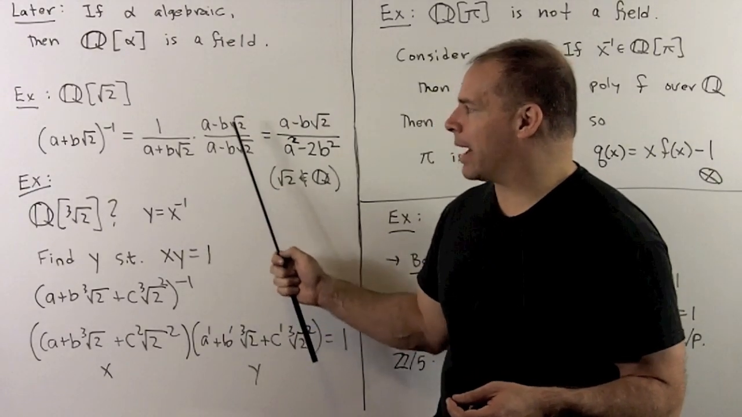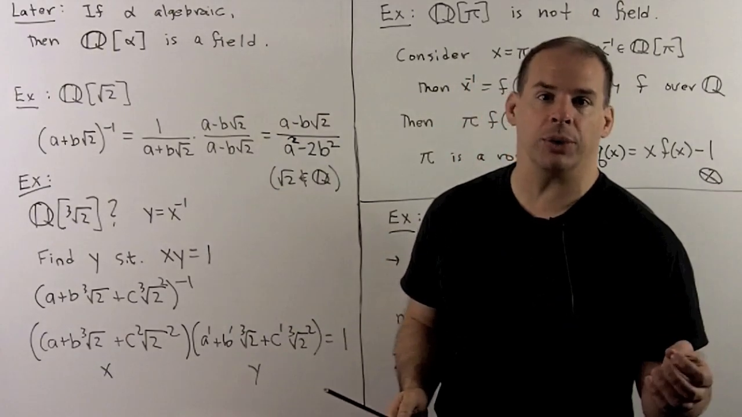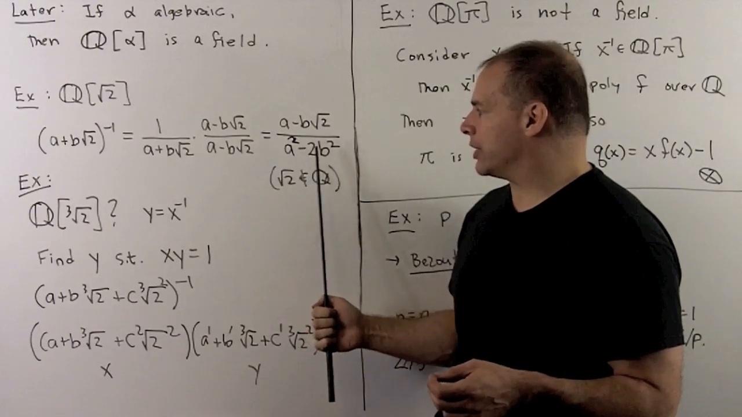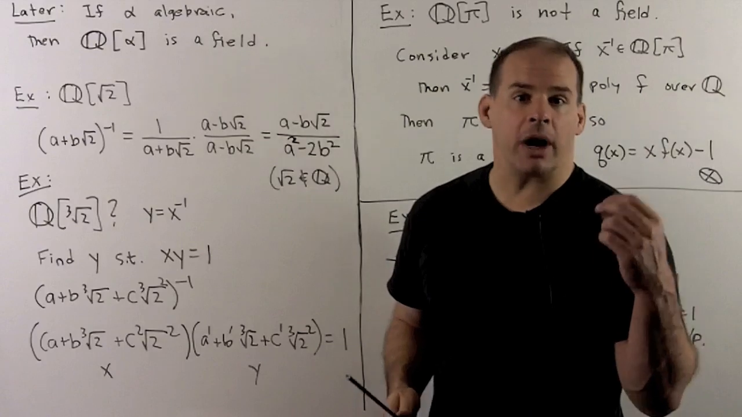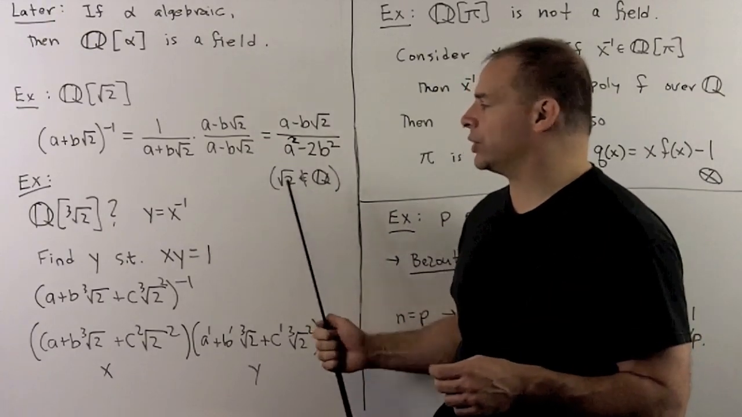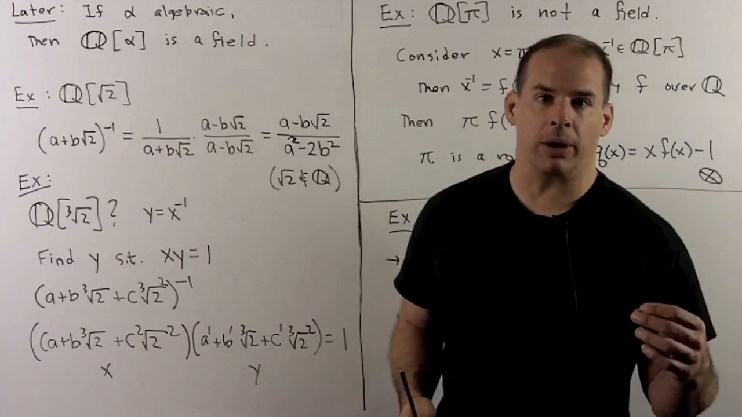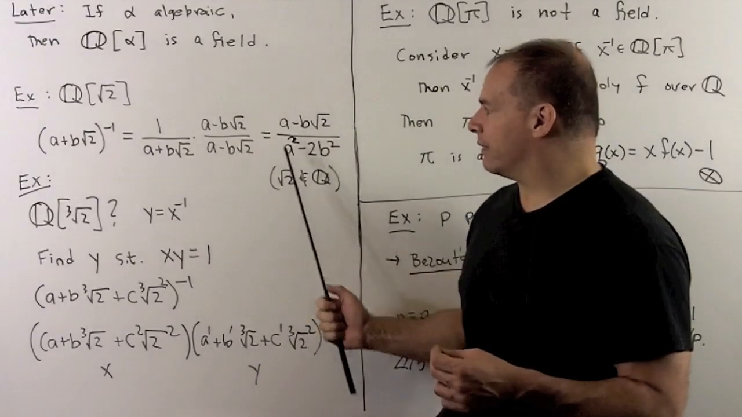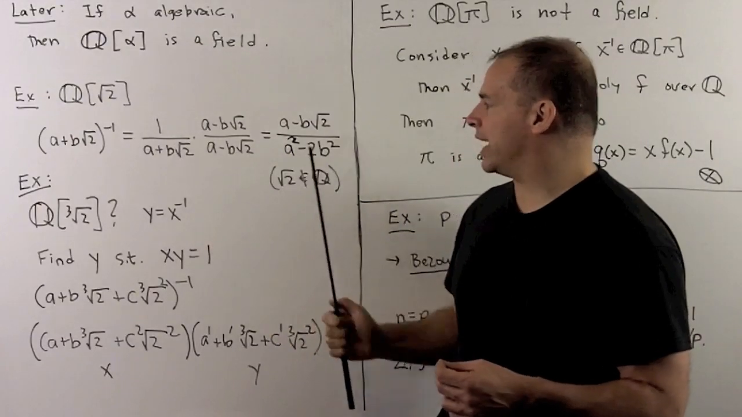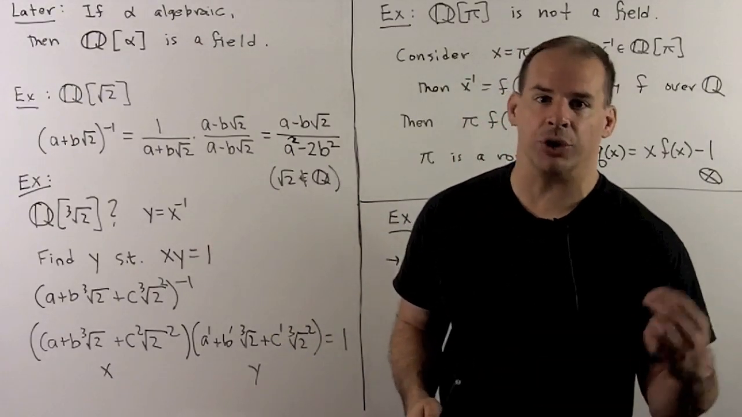So I multiply top and bottom by a minus b square root of 2. Now, in the denominator, we'll have a squared minus 2b squared. We have to worry about that being equal to 0, but that'll never be equal to 0 because square root of 2 is not a rational number. So you'll note this inverse is in Q adjoin square root of 2, since a squared minus 2b squared is a rational number.